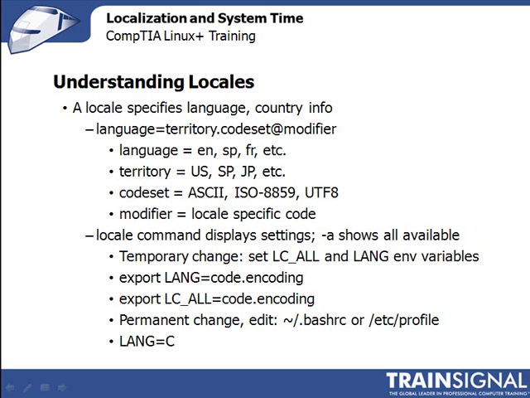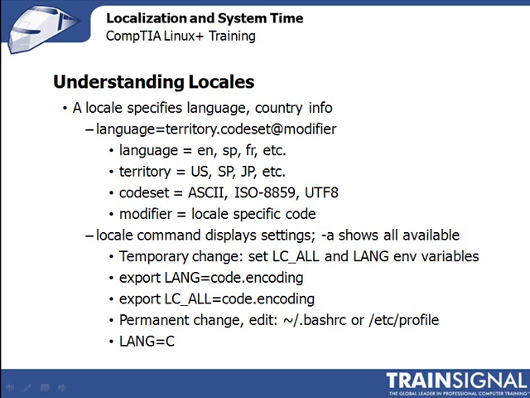So we know that locales essentially tell the computer what country the computer sits in, and what language it should use. You choose your locale by setting environment variables. Locales follow this syntax: language equals territory.codeset followed by any modifiers. Language is a 2 or 3 character code like EN for English, SP for Spanish, FR for French, etc. Territory is a 2 character code like US, SP, or JP, and this is for countries.